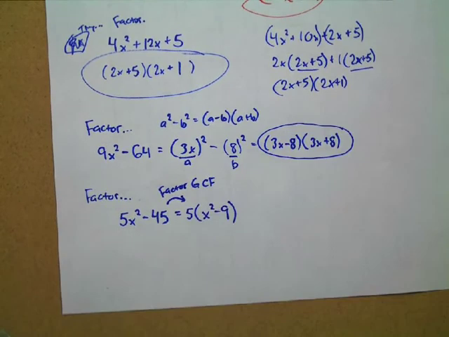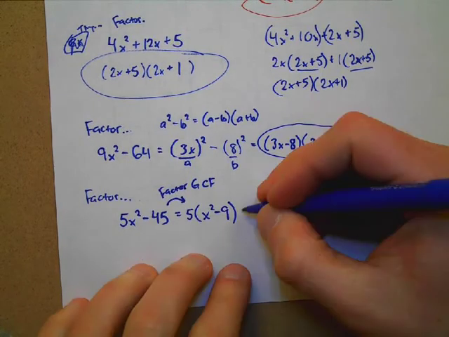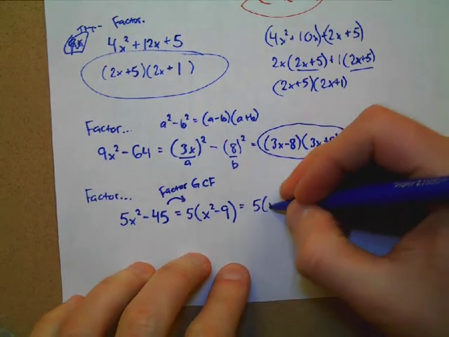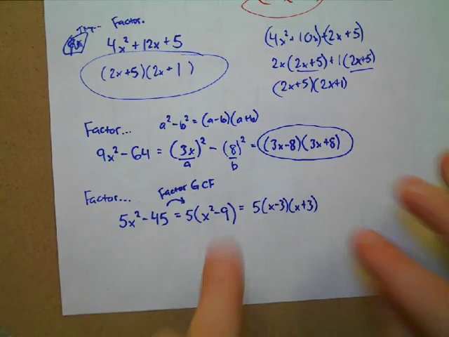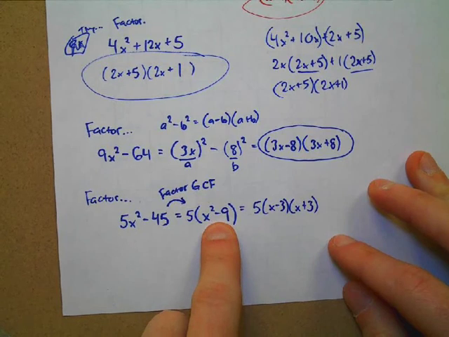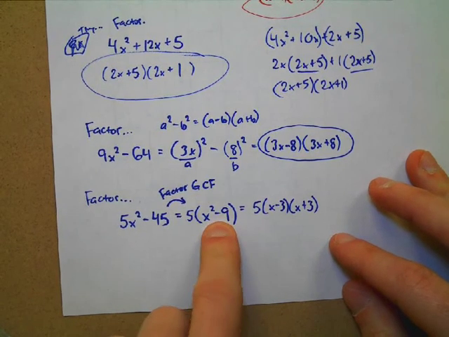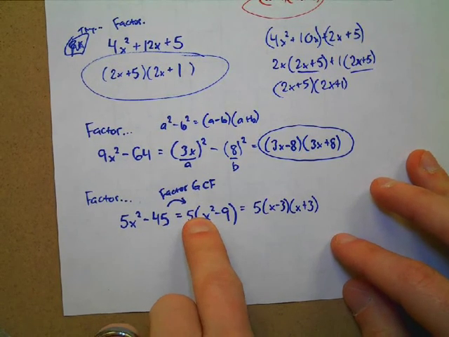Okay, so you factor out the 5 and, oh, wait a minute, x squared minus 9, what's that? Difference of squares! So we can just make that 5 times x minus 3 times x plus 3 if you like, right? Or again, you could use the AC method on the x squared minus 9. Or you could use your guess and check, right?